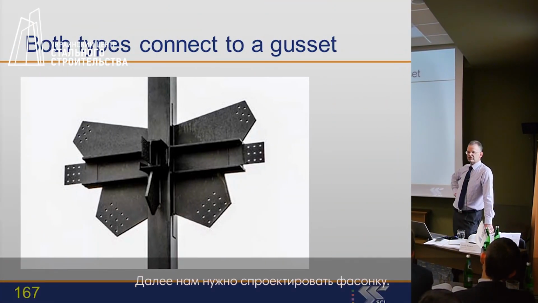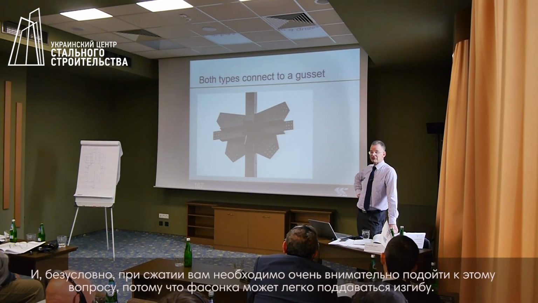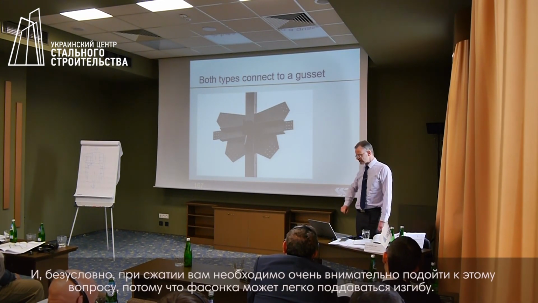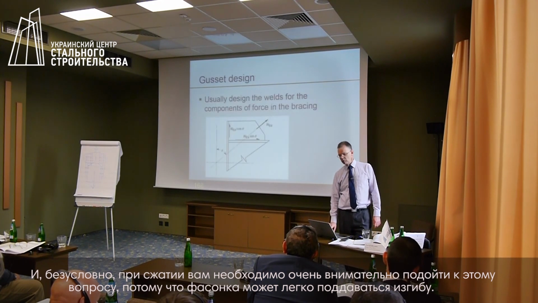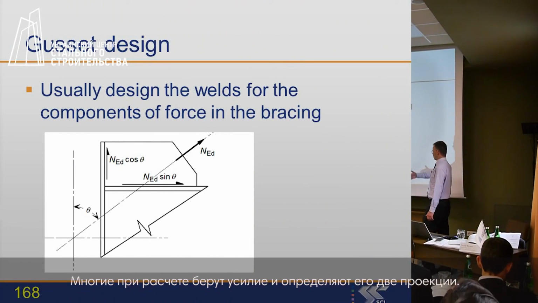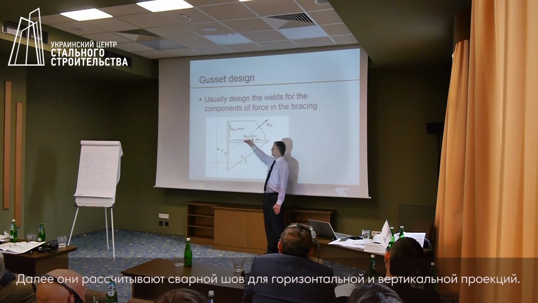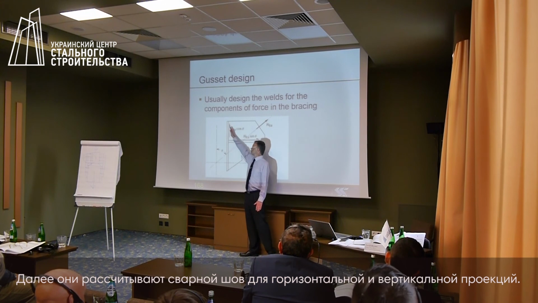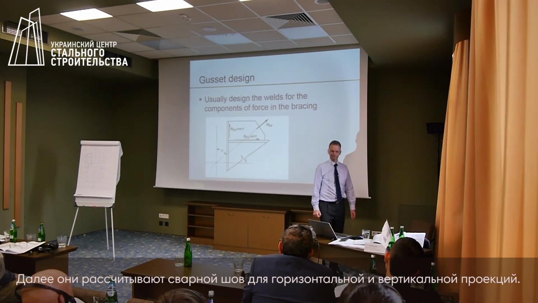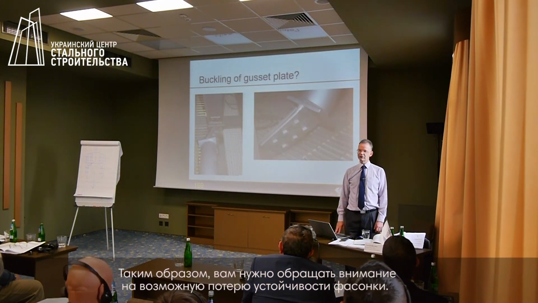And then we have to design the gusset plate. And certainly in compression, you need to take care because the gusset plate may well buckle. So many people take the force and they determine the 2 components of force, and perhaps they would design the weld for the horizontal component and the weld for the vertical component, but you still need to worry about buckling of the gusset plate.